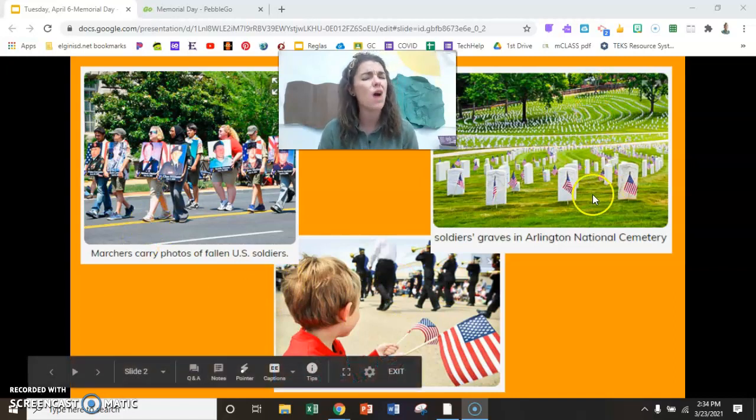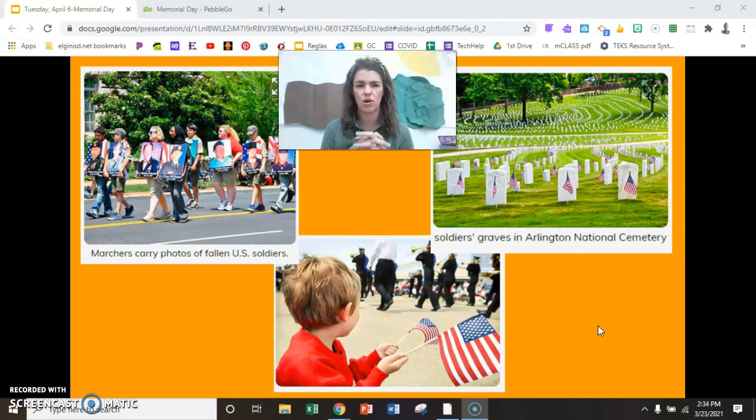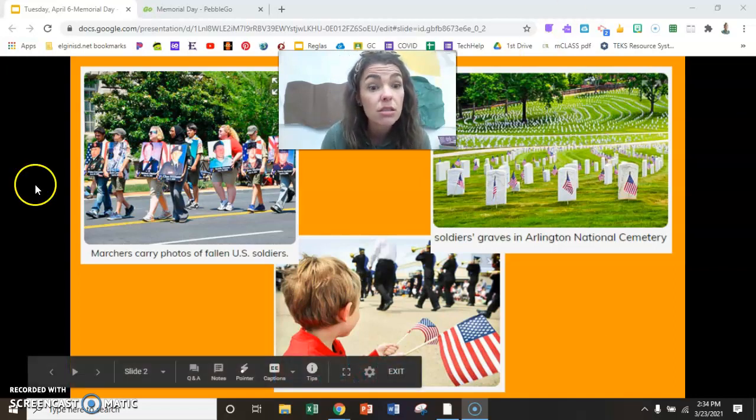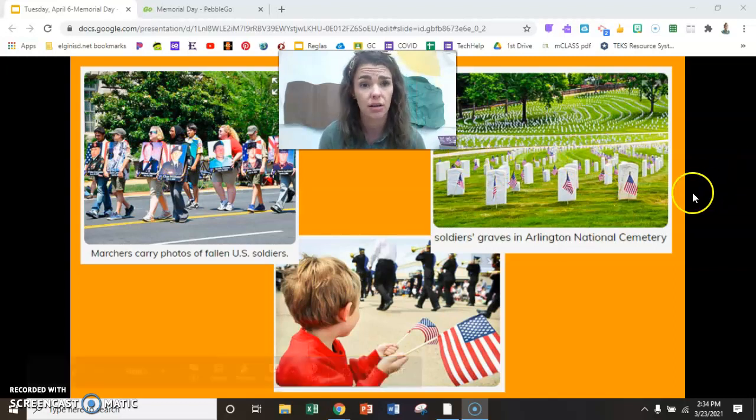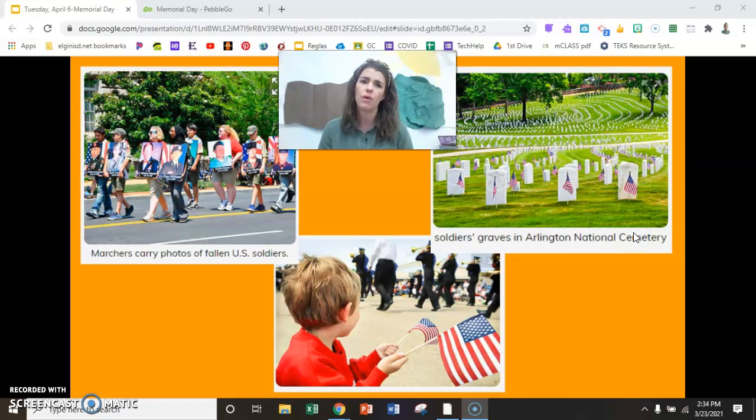But I want to know, why are we celebrating? What's important? It's not just important to wave your flag, but why are we celebrating this day? What did these people in these photos do? What happened to them? Why are they all buried here? Why do we go decorate? Why is this important? You teach me today. Think about it, draw about it, and then you will write to teach and explain to me.